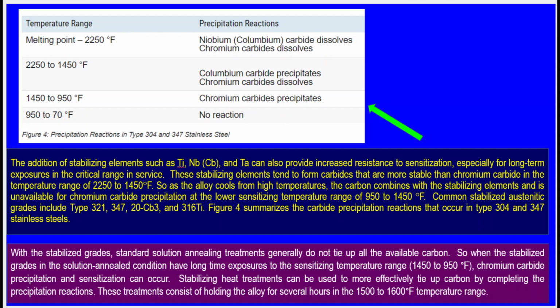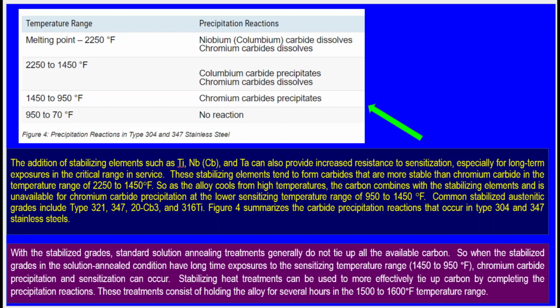These stabilizing elements tend to form carbides that are more stable than chromium carbide in the temperature range 2250 to 1450 degrees Fahrenheit. So as the alloy cools from high temperatures, the carbon combines with the stabilizing elements and is unavailable for chromium carbide precipitation at the lower sensitizing temperature range, 950 to 1450 degrees Fahrenheit. Common stabilized austenitic grades include types 321, 347, 20Cb-3 and 316Ti.